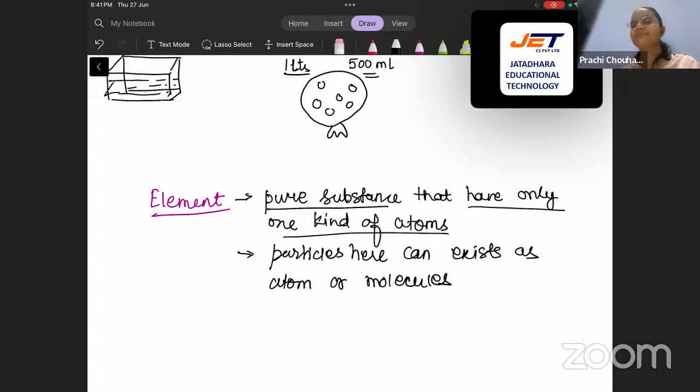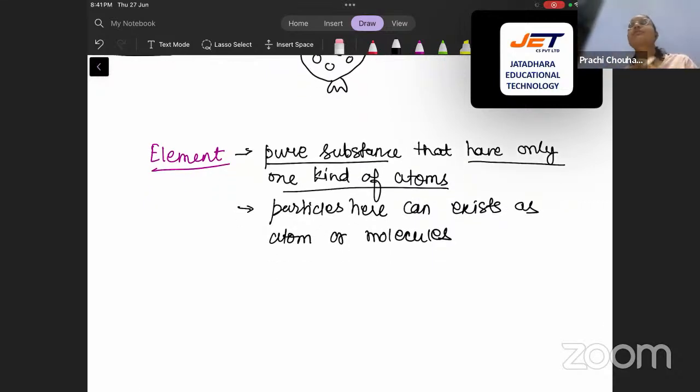What does that mean? It means, let's suppose I say hydrogen. How do we write hydrogen? I write it as H. So I have a lot of H with me.